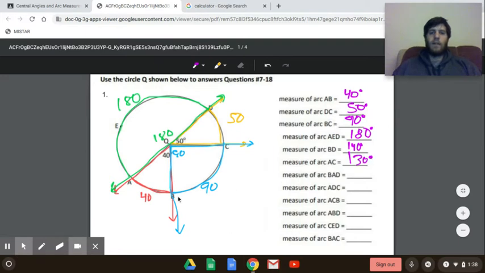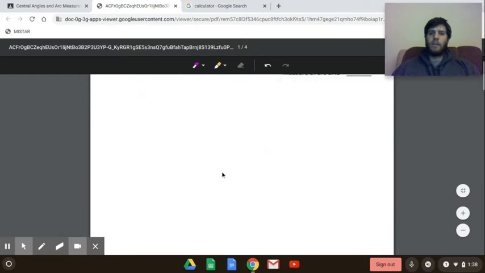Okay, BAD. So here's B, there's D, but we're going through point A. So we're going around this way. You just add those together, and I think you guys get that idea from here. So 40 plus 180 is going to be 220. And you would go down and fill out the rest of these based on our circle. All right, that's number one.